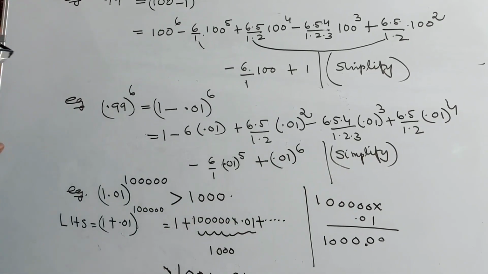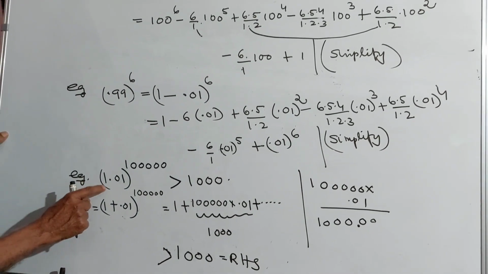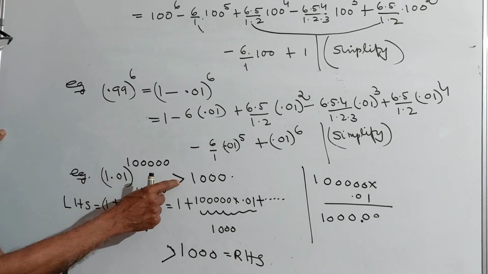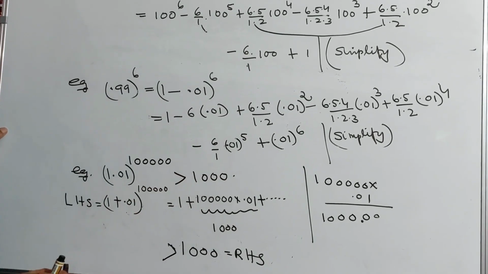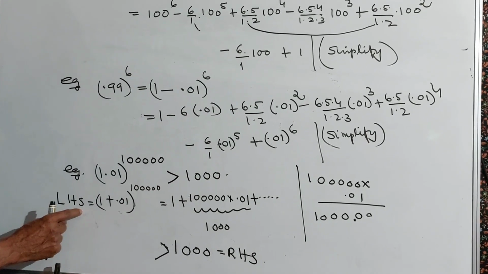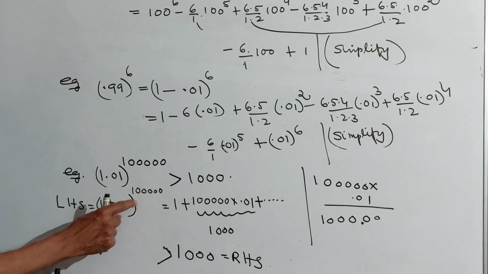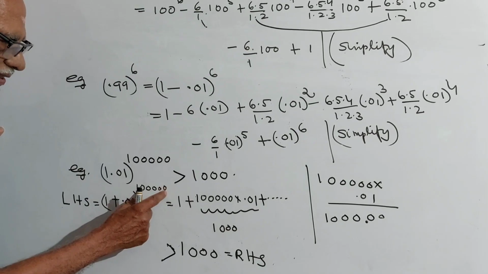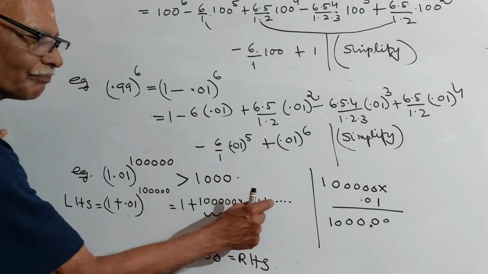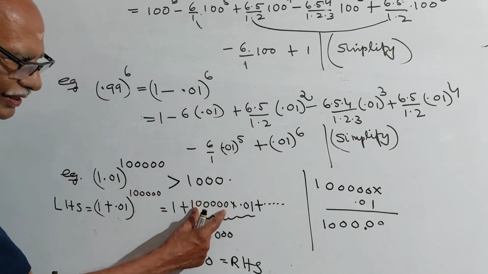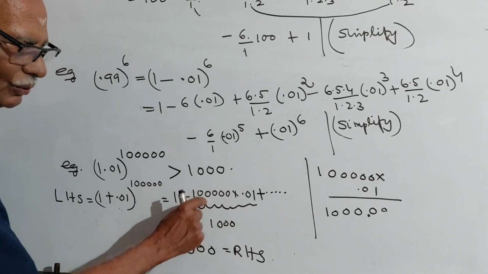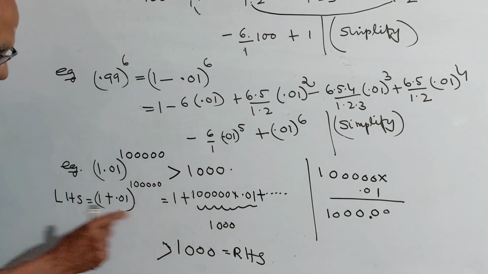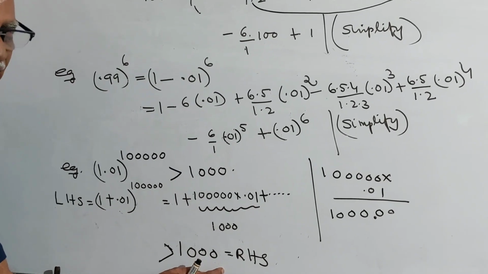We can simplify. Now for example, suppose you want to show that 1.01 raised to 100,000 is more than 1000. Now let us see, left hand side is 1 plus 0.01 the whole power 100,000. So we see it is 1 plus 100,000 into 0.01 plus etc. But this fellow itself is 1000. So 1 plus 1000 plus etc., which is definitely more than 1000. So we see left hand side is more than the right hand side.